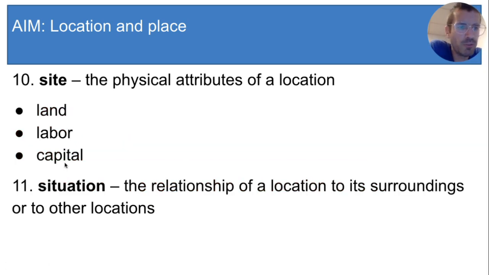Situation, on the other hand, refers to the relationship of one location to its surroundings or to other locations. Unlike site, situation is always discussing one location in terms of its relationship to other ones. All right, let's do some practice to help you distinguish between site and situation.